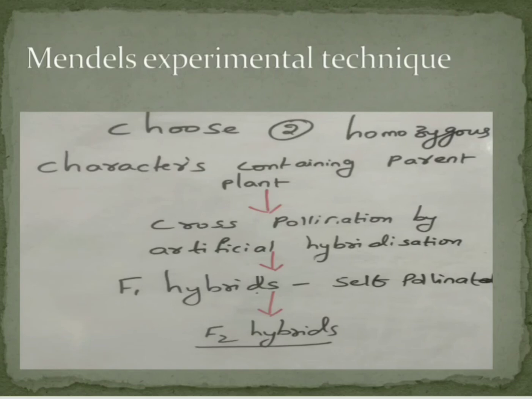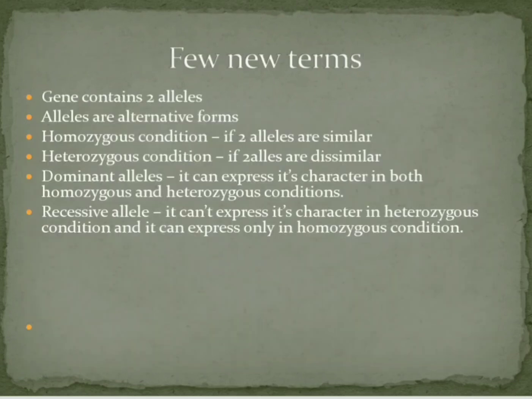So let us see a few new terms. What are homozygous and heterozygous characters? First of all, what is a gene? A gene is nothing but a small segment of DNA. A gene contains 2 alleles, which are alternative forms. If these 2 alleles present in the gene are similar, then we call it a homozygous condition. If they are dissimilar, we call it a heterozygous condition.